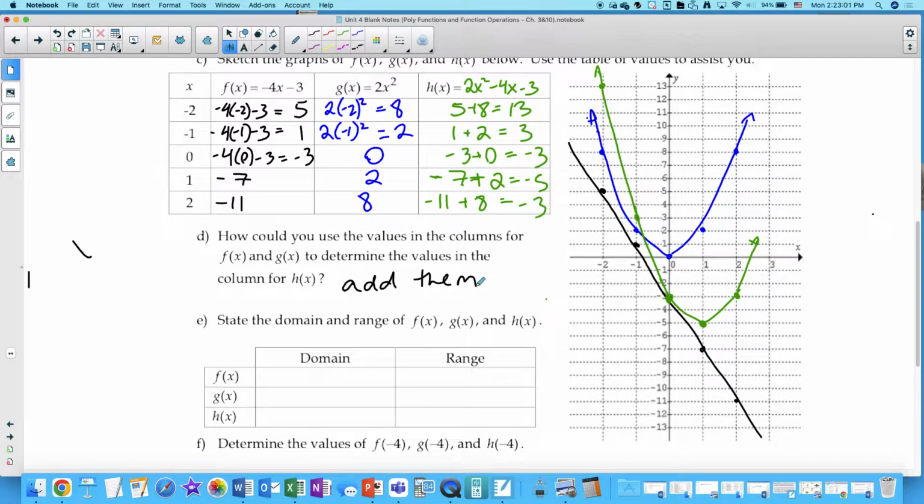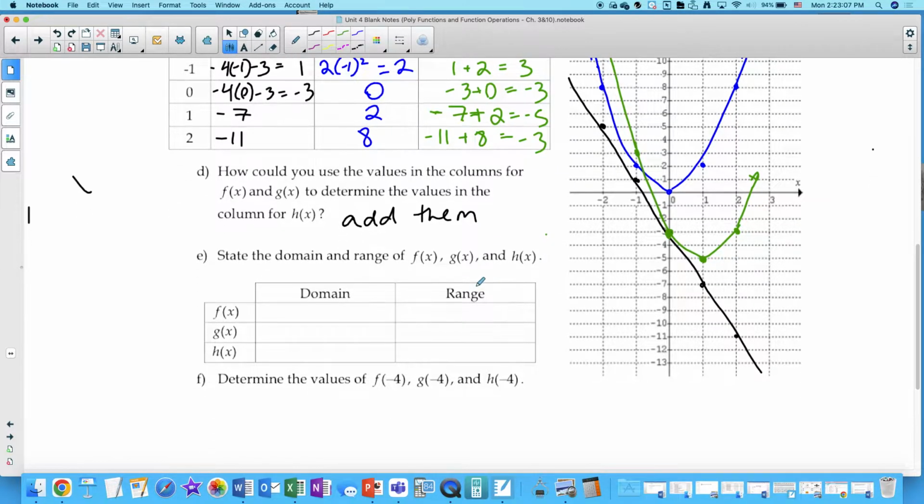Okay, now this is kind of interesting. So domain and range, let's look at these one at a time. For f of x, that's the black function. What is the domain and range of that function? Yeah, x and y can be anything, right? It's linear. So x is an element of the reals, and y is an element of the reals.